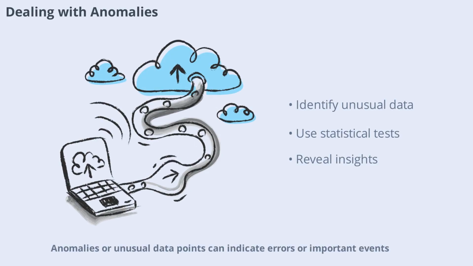Anomalies or unusual data points can indicate errors or important events. Detecting and handling anomalies involves using statistical tests, visualization, or machine learning techniques. Proper anomaly detection helps maintain data quality and can reveal valuable insights.